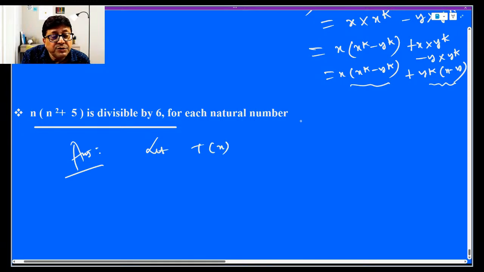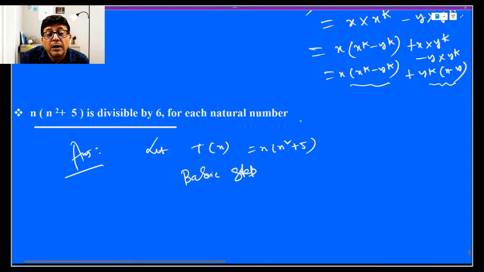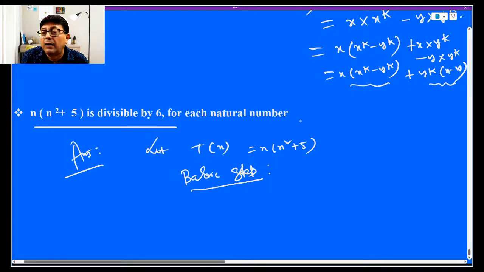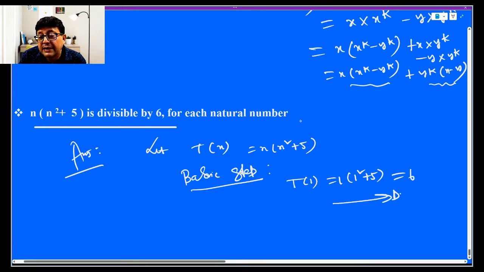Let Tn equal to n into n square plus 5. What will be the initial step? What will be the basic step here? That basic step is going to be for n equal to 1. For 1 you find 1 into 1 square plus 5, that is 6, divisible by 6.